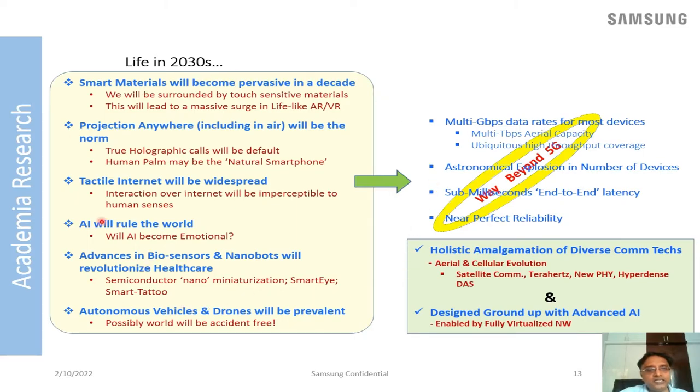So all of this would actually mean that we're moving towards multi-Gbps data rates for most devices. There would be a huge number of devices in the network. And of course, we talked about latency, and this would become sub-millisecond end-to-end latency and near-perfect reliability. So that is the direction. These are, again, the same three or four vectors along which the communication will evolve, right? So we'll look at these four requirements and see some of the enabling technology that would be available in the next 10 years. And we'll deep dive into a few in this tutorial.